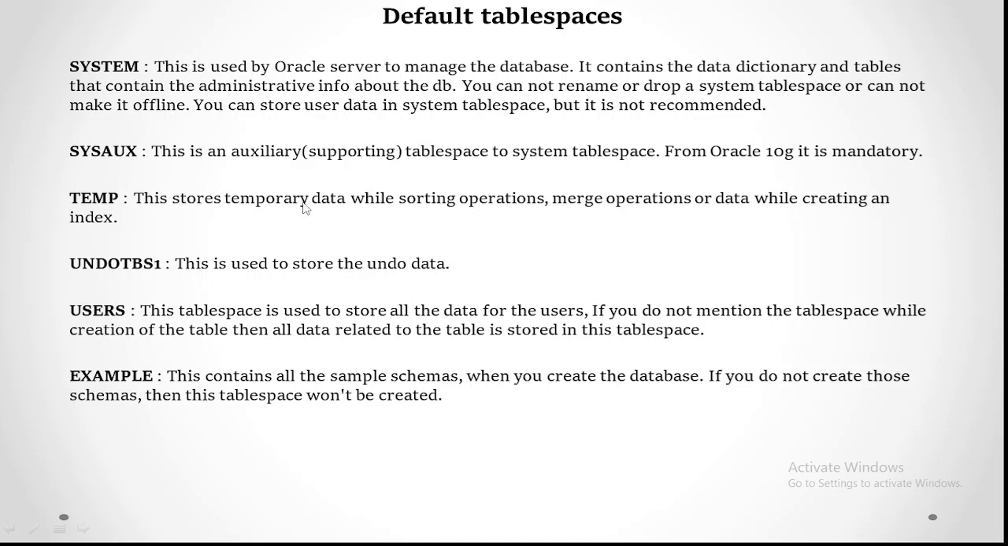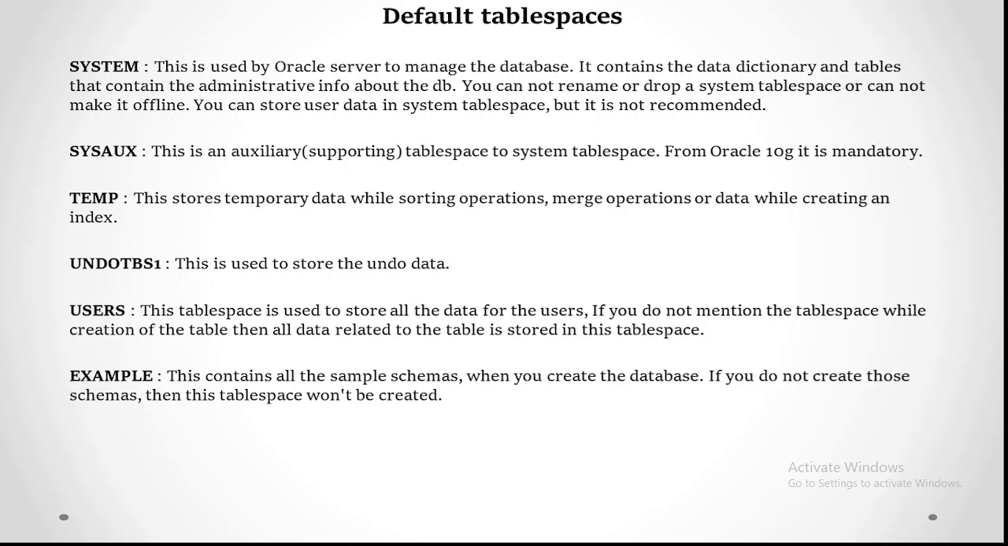The third one is temporary table space. We already talked about it. It stores the temporary data while sorting operations, merge operations, or while creating an index. The size of this temporary table space should be large enough to handle big queries. By default we have a temporary table space with the name temp, but we can create other temporary table spaces as well, like temp1, temp2, temp3 or anything else.